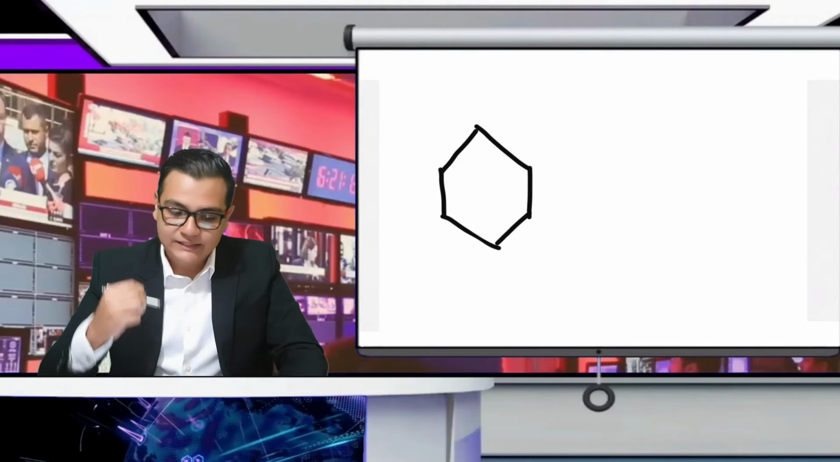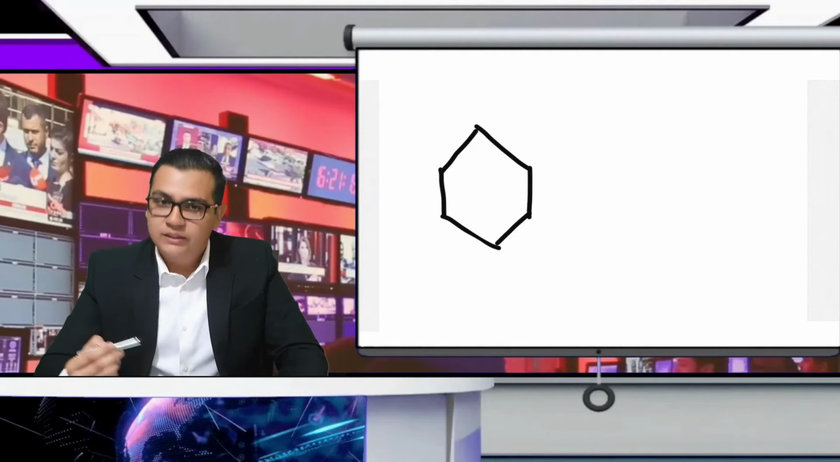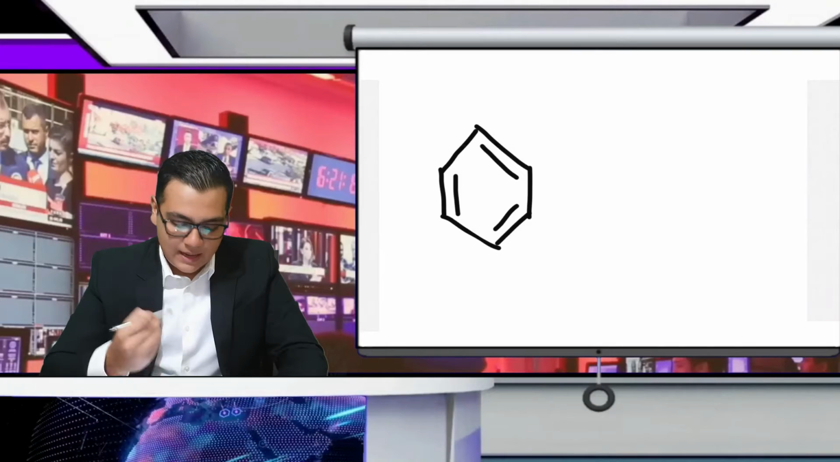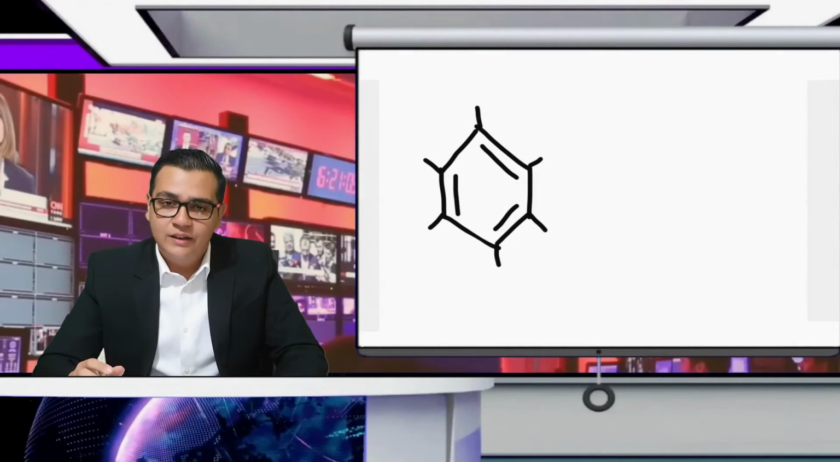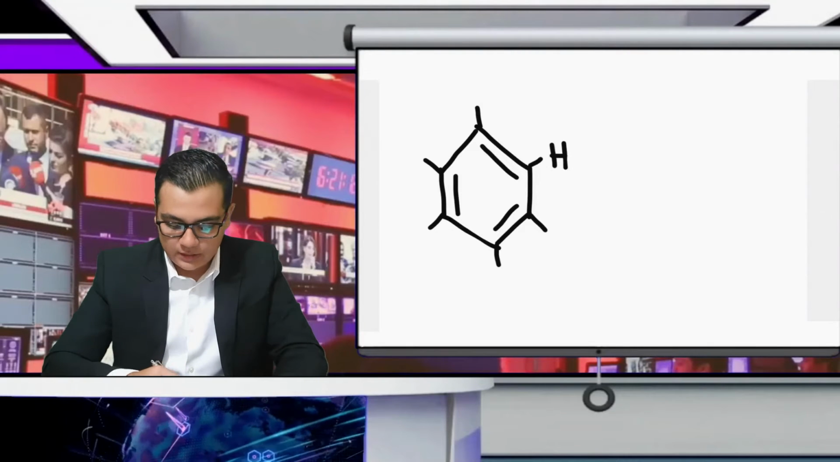The benzene is the main structure in the aryl halides. This is represented as a hexagon. Also, it has double bonds in some parts, and on each side we have an H, such as hydrogen.